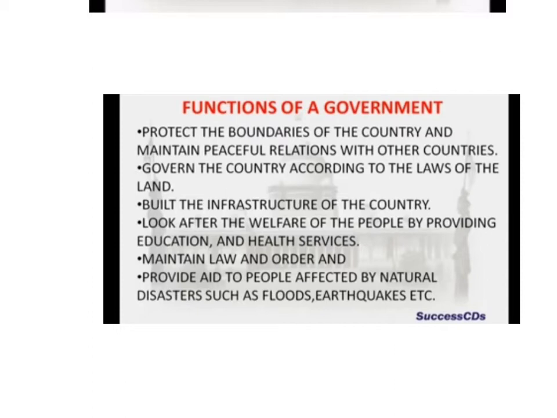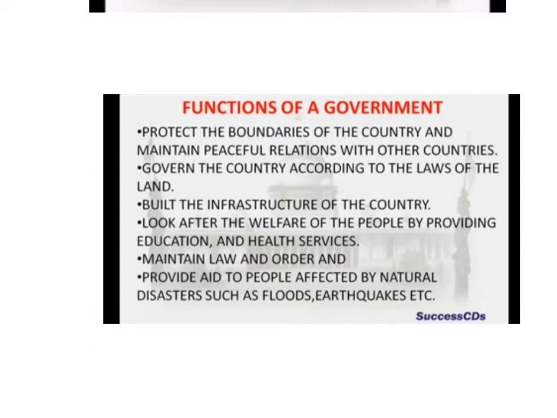And the government has to provide the people the education, the health services, the employment. Different things have to be provided to the people. They have to work for the welfare of the people because it is the people who choose their representatives who ultimately form the government. Maintain law and order and provide aid to people affected by natural disasters such as floods, earthquakes, etc. So the government has to maintain the law and order in the country.